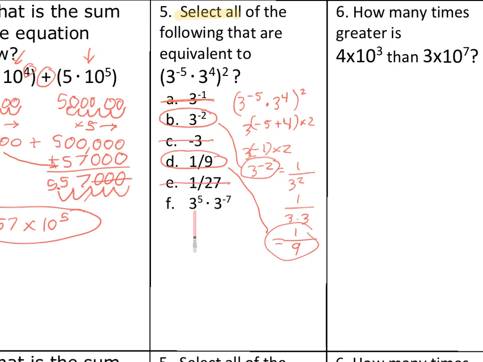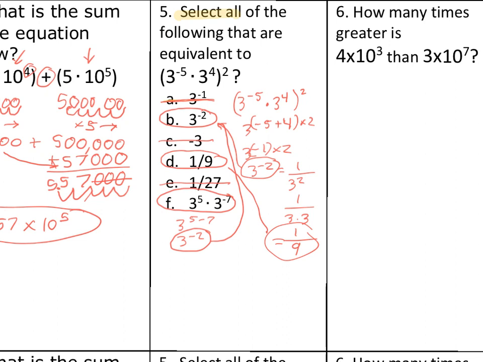Now F, you have to work this part out and see if it matched one of these. Because again, the word equivalent, good old math vocabulary, it means, is it going to be equal to? So F, if we do this, 3 to the 5th power minus 7 gives us 3. What is 5 subtract 7? Yes, 5 subtract 7 is negative 2, so 3 to the negative 2. But wait a minute. 3 to the negative 2 was a correct answer here, making F also equivalent.